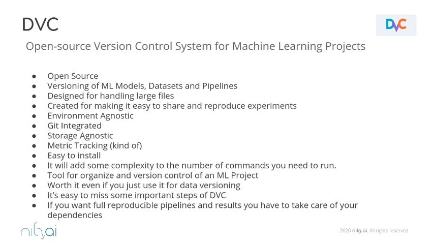DVC is an open source version control system for machine learning projects. It's open source, so it's completely free. It allows you to integrate this in any kind of system that you have. If you want to use Docker, if you want to work outside of Docker, in whatever environment you want to use. It allows you to version the machine learning models, datasets, and pipelines, and it's extremely efficient in handling large files.